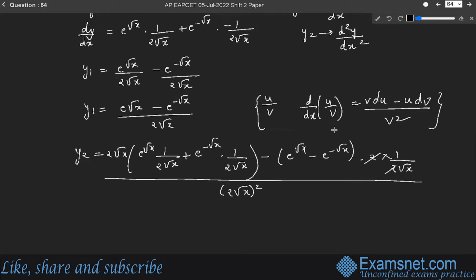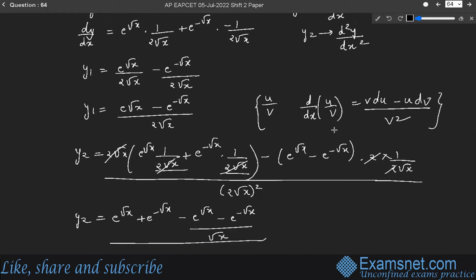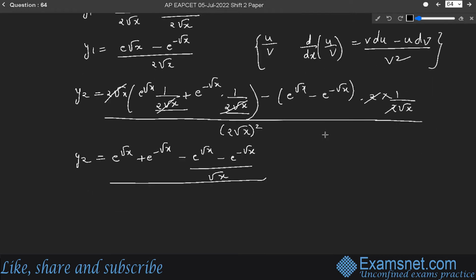This 2 and 2 will be cancelled here, and taking this 2 root x common from this bracket, this 2 root x will be also cancelled. So y2 will be equals to e to the power root x plus e to the power minus root x minus e to the power root x minus e to the power minus root x divided by root x, and whole divided by 4x, because 2 into root x square is 4x.